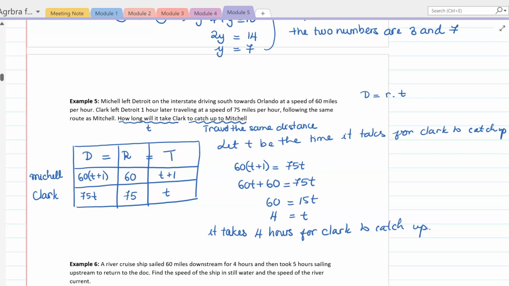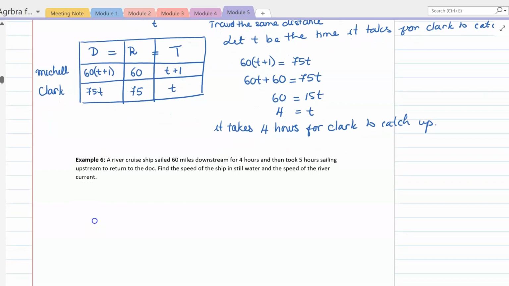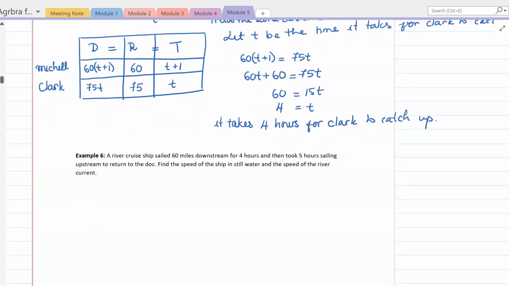Okay, so this is the review of modeling with equations using distance equals rate times time. We use the same idea to try to solve the next problem. A river cruise ship sailed 60 miles downstream for 4 hours and then took 5 hours sailing upstream to return to the dock. Find the speed of the ship in still water and the speed of the river current.